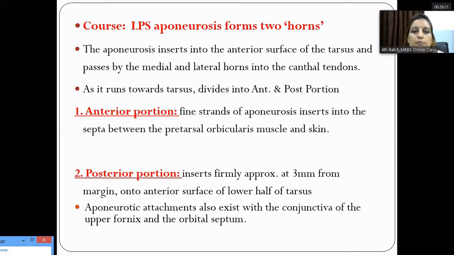And the posterior portion inserts firmly approximately 3 mm from the margin onto the anterior surface of the lower half of the tarsus. The aponeurotic attachment also extends to the conjunctiva of the upper fornix and the orbital septum. So the posterior portion is firmly attached 3 mm from the margin.